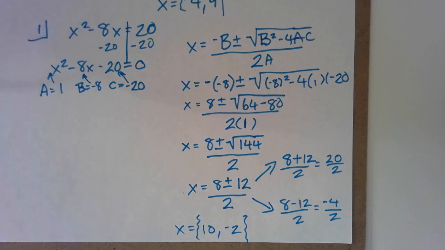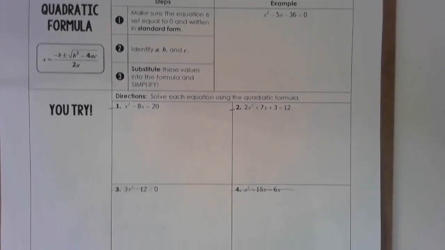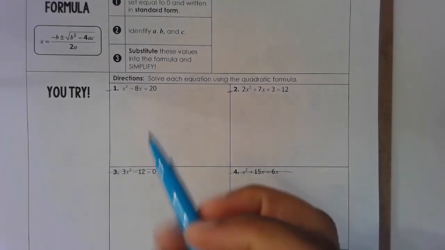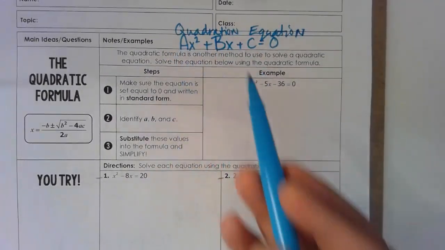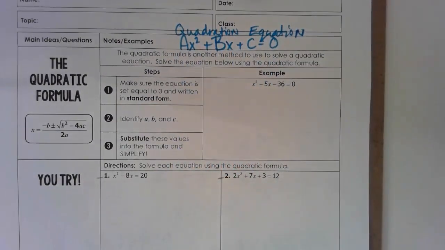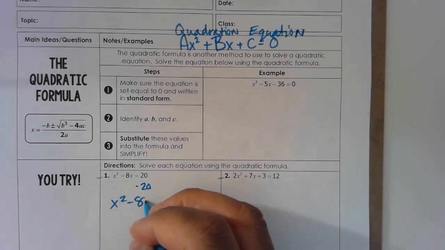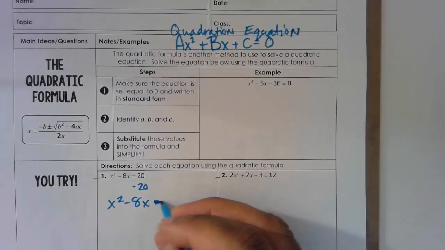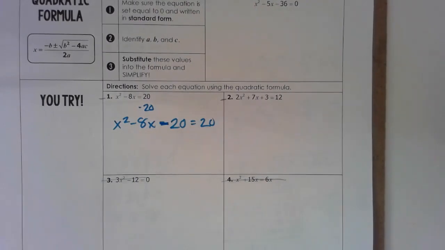So going back to my original sheet here, some of the problems, like the last example we did, you're going to actually have to move them over so they look in your ax squared plus bx plus c format. So here we had to subtract the 20 just to kind of reiterate that point. So let's make that -20 equals 20. Okay, and then we could go ahead and use the quadratic formula.